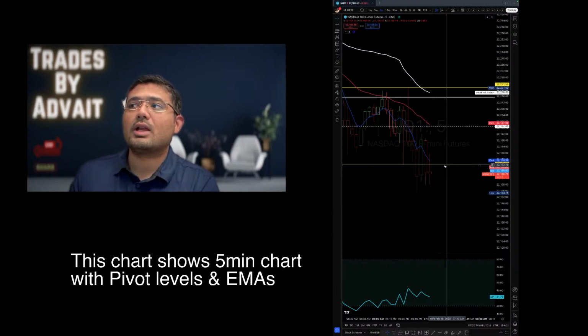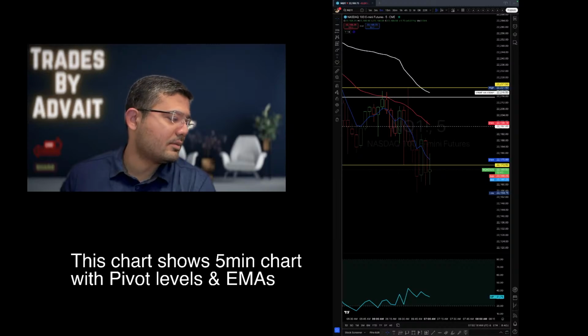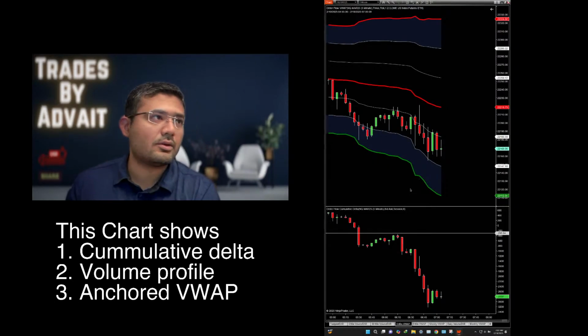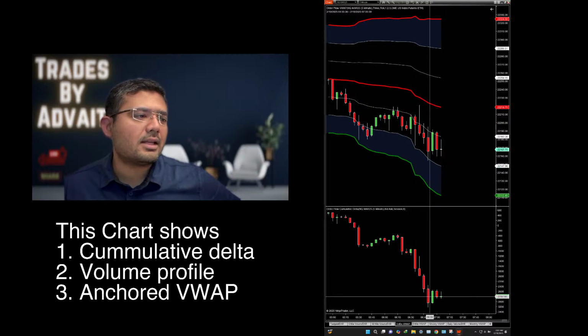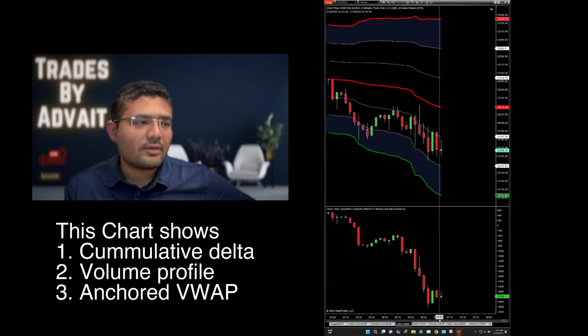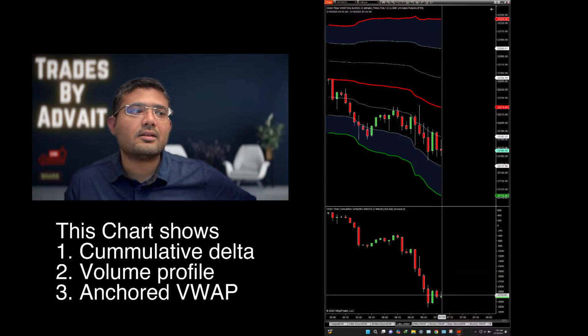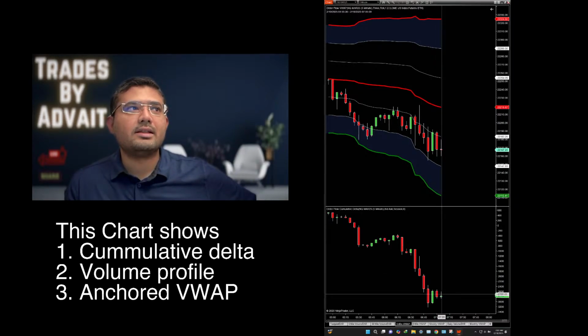So this yellow line is very important. And at the same time, let me also show you this. Over here, you can see that the delta is stabilizing, right? But you will never know if it can have a big red candle after that. So I'm pretty cautious at these levels.